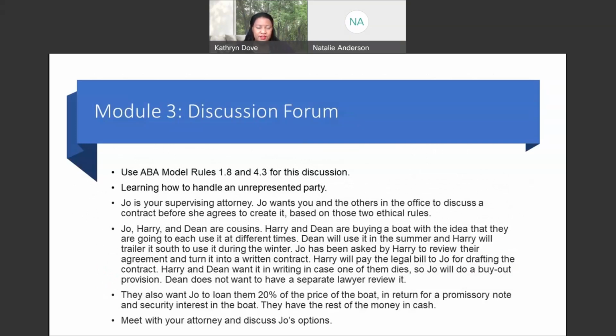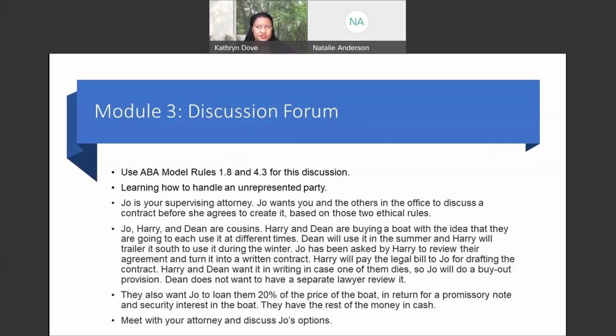Okay, it's not the fact that they're cousins. An attorney could represent a cousin, but the problem is that they're on opposite sides of the transaction. The attorney is going to loan Harry and Dean money. So the attorney becomes their creditor. They become his debtor. And see, now they're on opposite sides. Okay, that makes more sense.